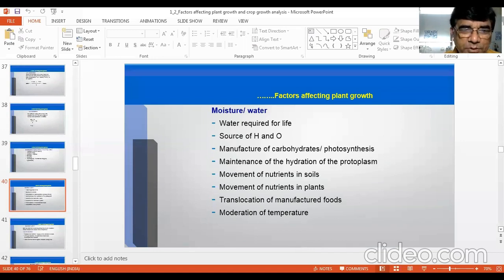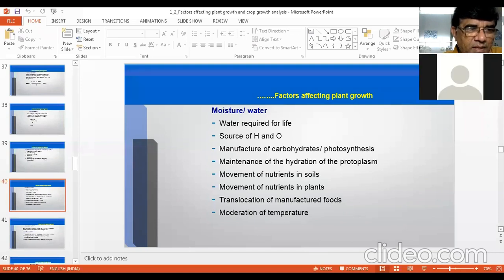So now, if you have any question up to now in this factors affecting plant growth, it is time to discuss those points which are not clear to you. And anything you want to ask? Are you there, Shubham? Yes, sir. Any question?